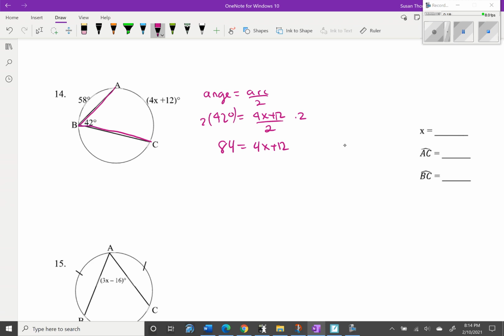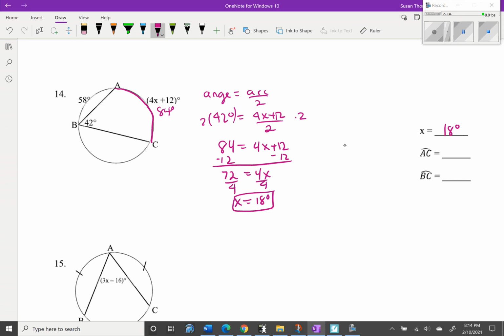Subtract the 12. And we get 72 equals 4x. Divide by 4, and that means x is equal to 18 degrees. So now we know x is 18 degrees. And we also know that this whole arc is equal to 84 degrees because we know that 42 times 2 is 84. Or you could plug 18 in for x and you would get 84, same thing.